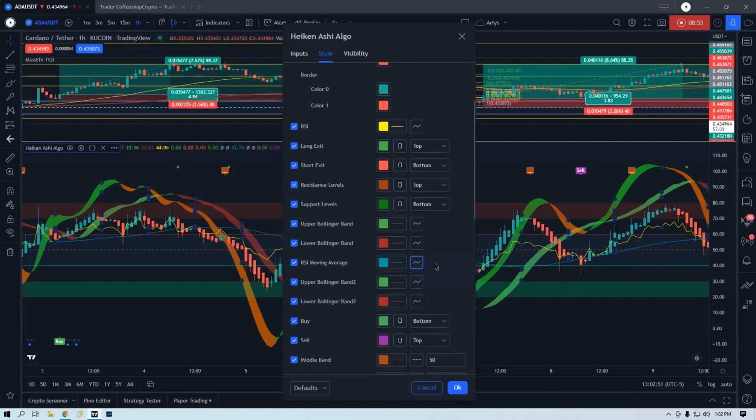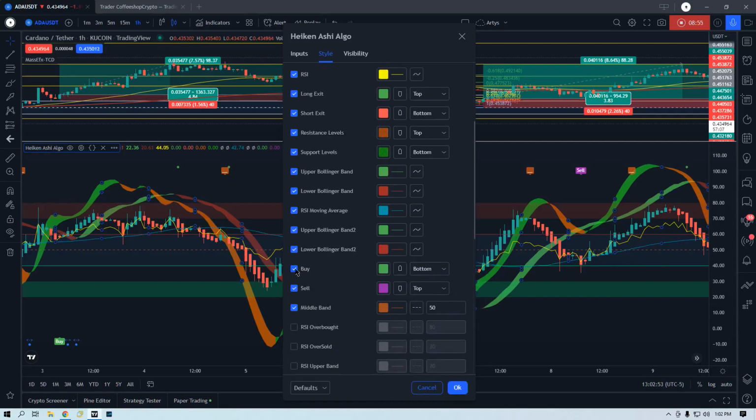I'm skipping over the Bollinger Bands because you know what those are. The RSI moving average, we just covered that. You can change it to whatever you want. You can change the line to a step line if you want, anything that you like. Let me switch mine back to what I usually keep it at.